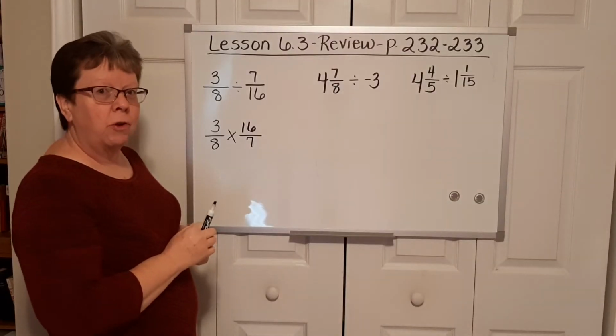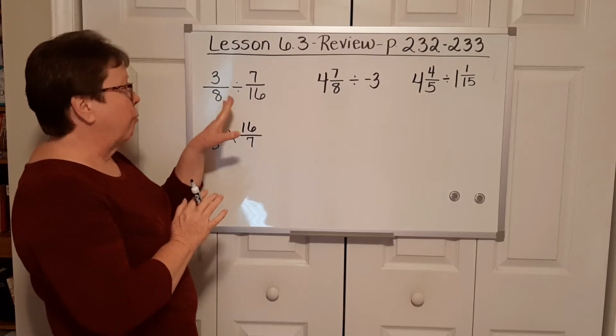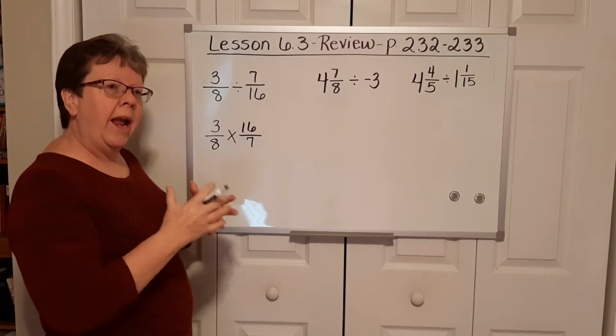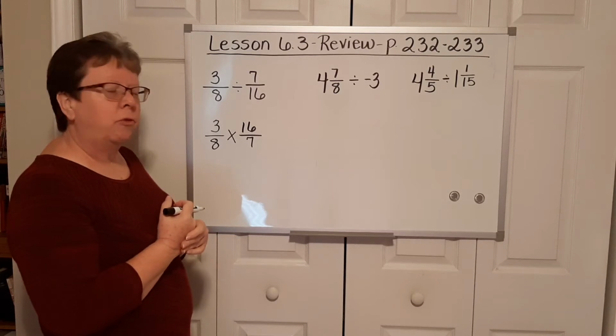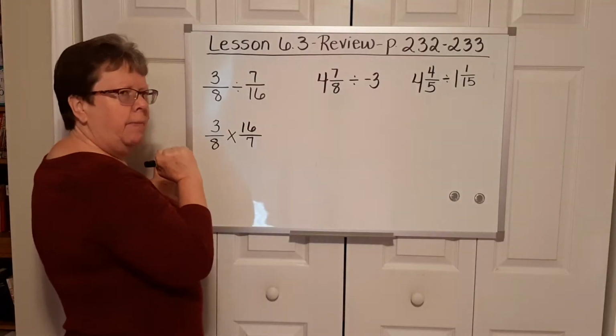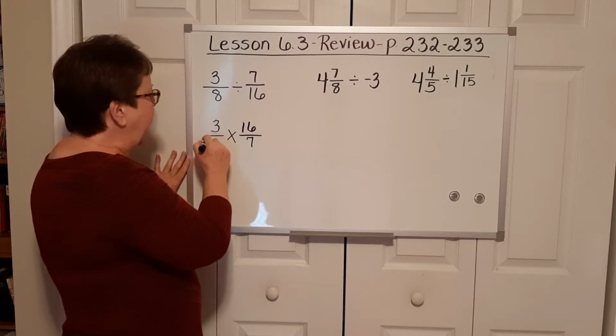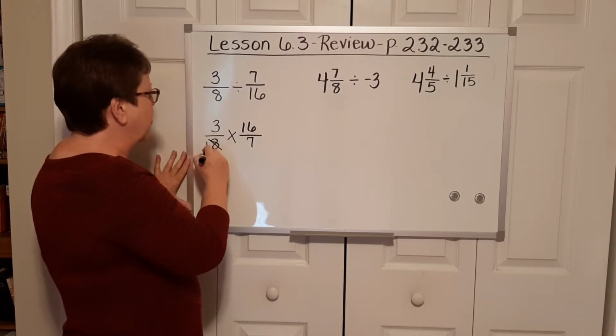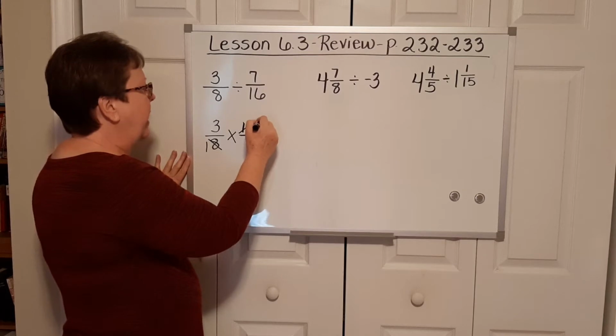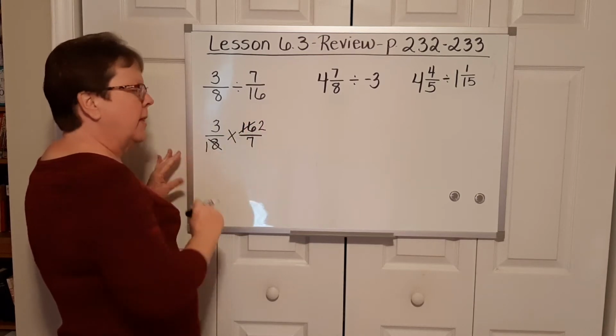Now, if you can cancel, I would suggest you do that, because when you've got proper fractions like this, if you cancel correctly, you will get a reduced answer. Okay, so 8 and 16, I can divide them both by 8. 8 divided by 8 is 1. 16 divided by 8 is 2. And the 3 and the 7, we can't do cancellation there.